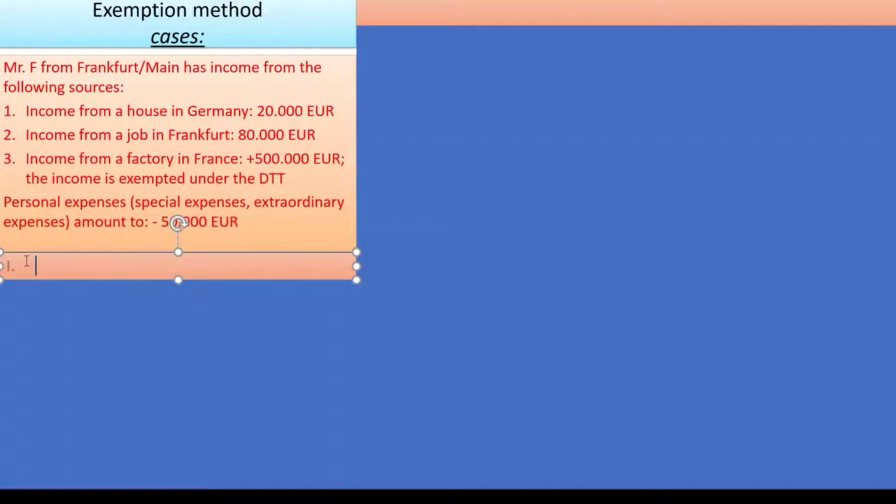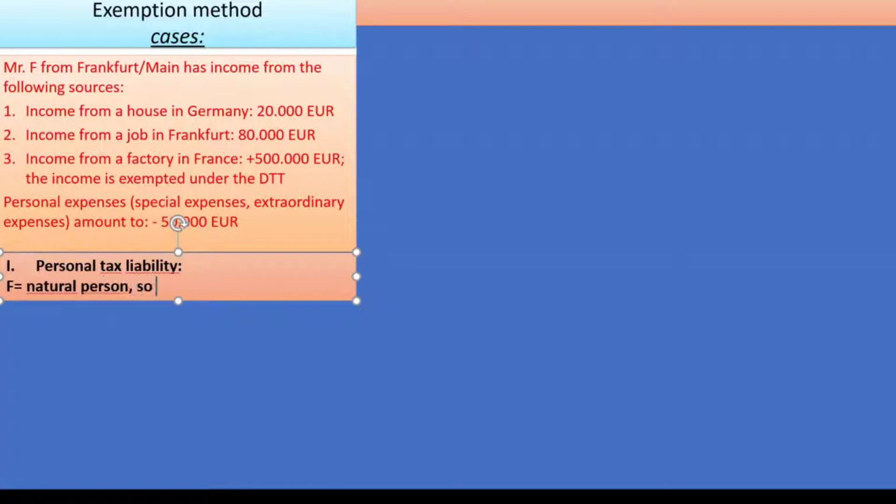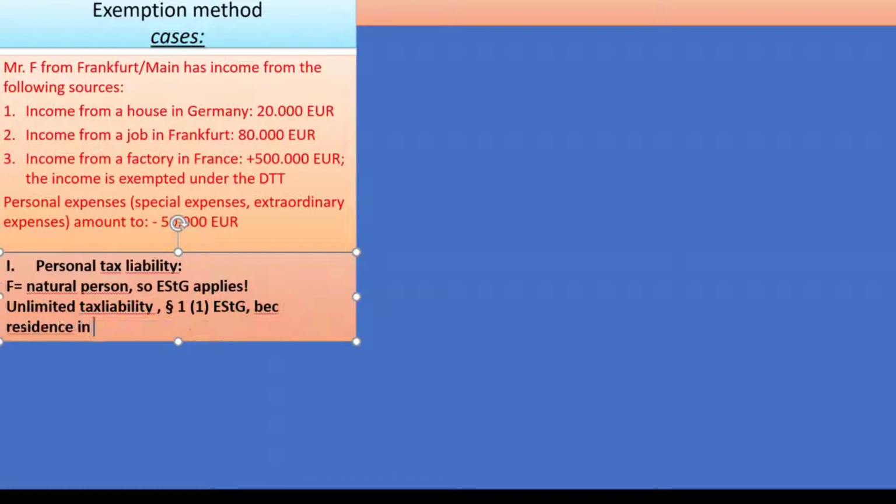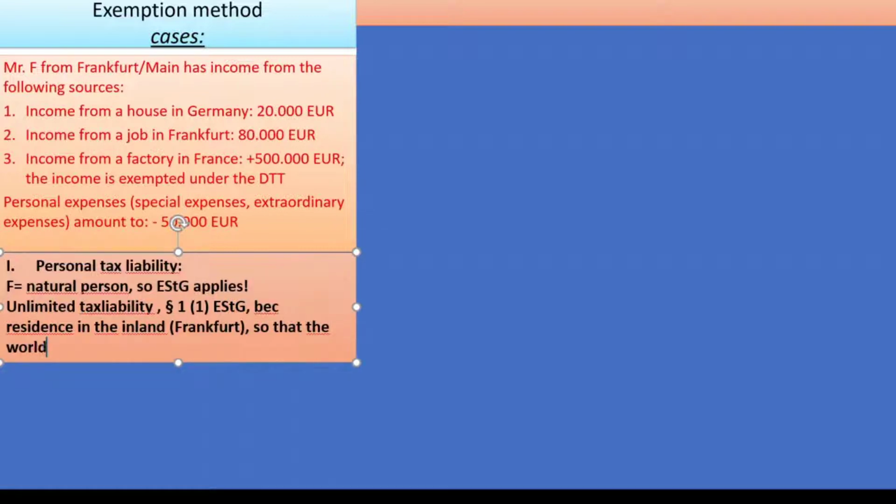So the beginning is clear again. Personal tax liability: F is a natural person, so EStG applies. We have unlimited tax liability, paragraph 1(1) EStG, because of residence in the inland, Frankfurt, so that the worldwide income is relevant.